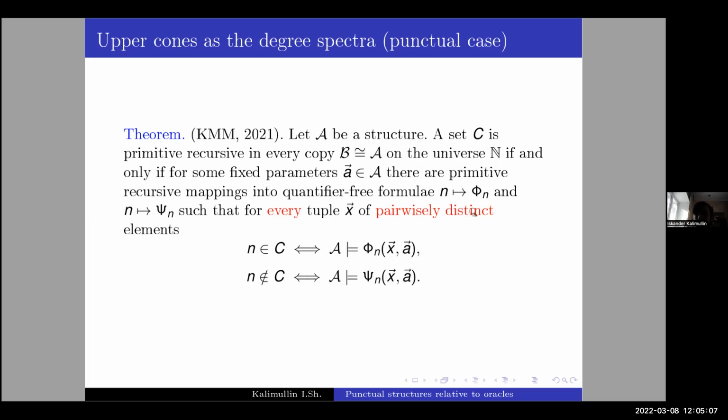So here we do not use an existential quantifier. We do not use a universal quantifier. It can be considered as a very weak quantifier, which says it is just irrelevant which tuple. The main thing is that the tuple must contain pairwise distinct elements. And because the structure is based on the universe of natural numbers, we can just take arbitrarily many elements, any number of pairwise distinct elements, and use them for testing, for calculation, whether n belongs to C or not.